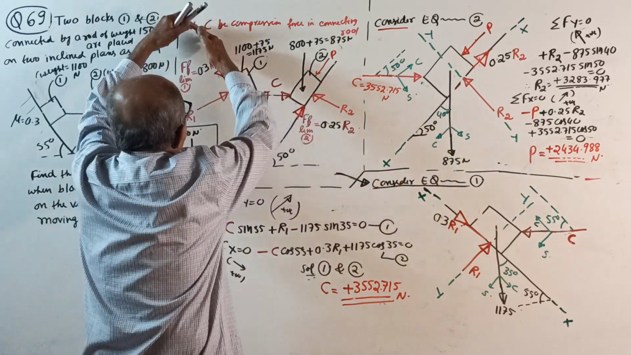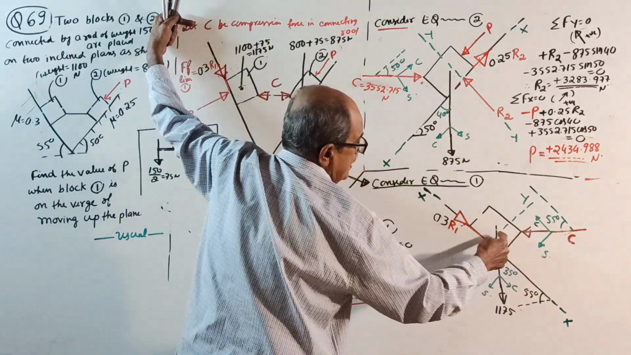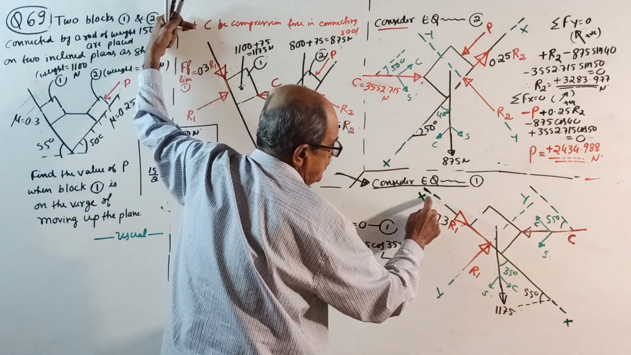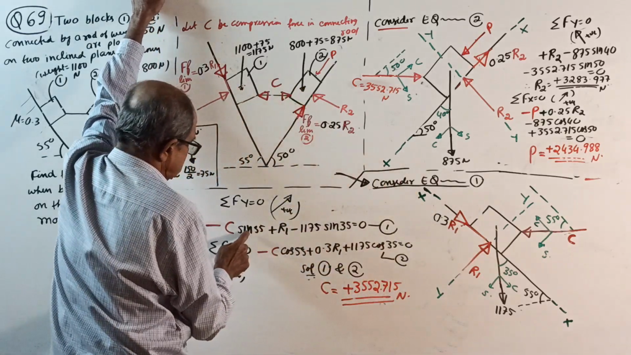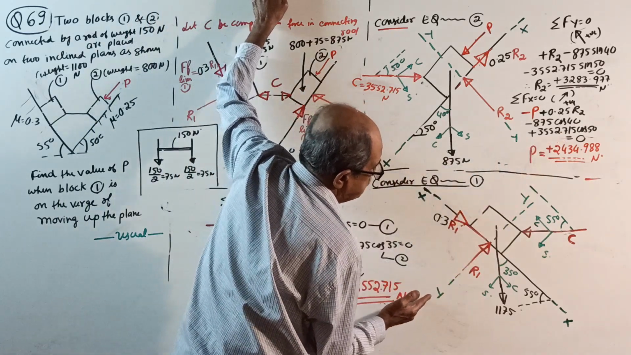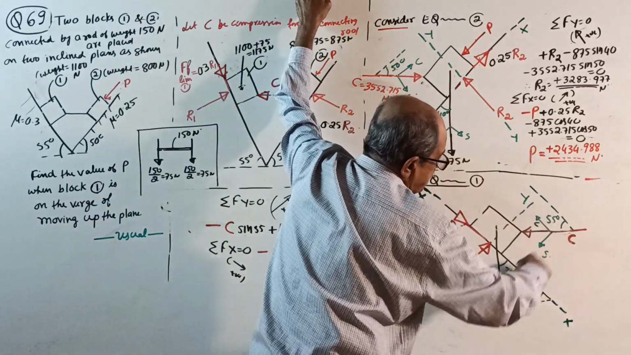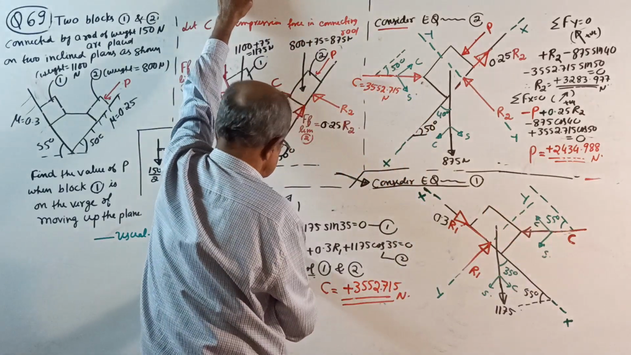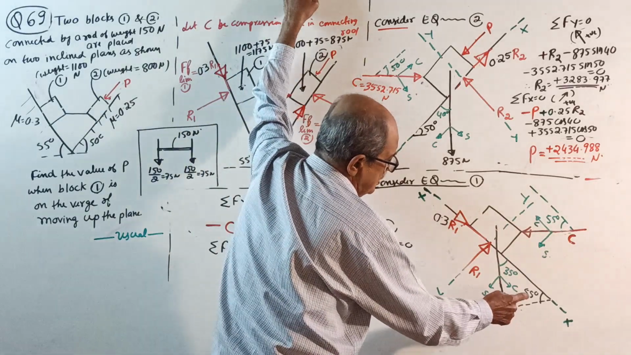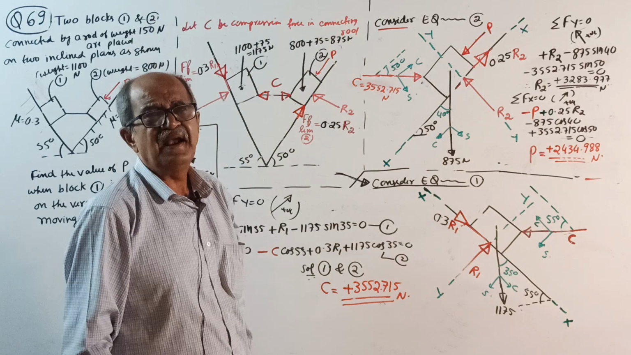Block 1 is here. R1 at 55 degrees, so this horizontal with the x-axis makes 55 degrees. Then R1, 0.3 R1, everything is over. So start: Sigma Fy = 0, take upward positive. Then plus R1, or unknown first. Our important one is C. Minus C sin 55 plus R1 minus 1175 sin 35 equal to 0. Equation number 1. Hundreds of times explained.